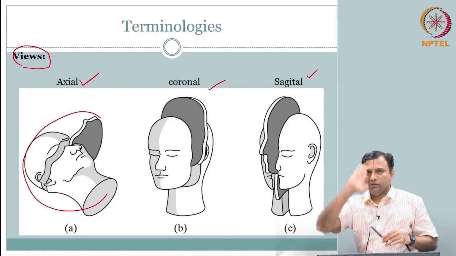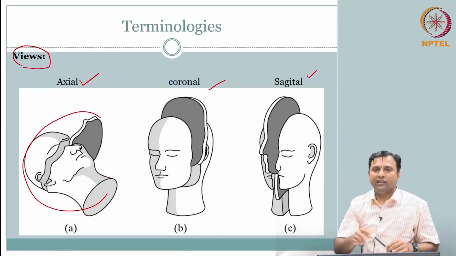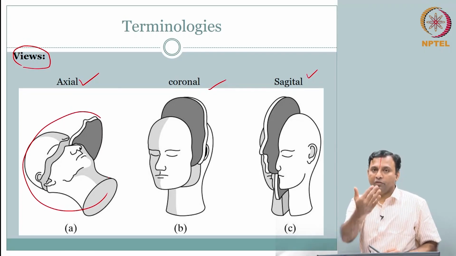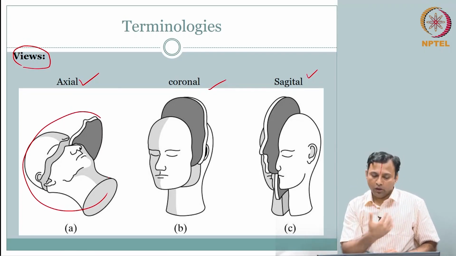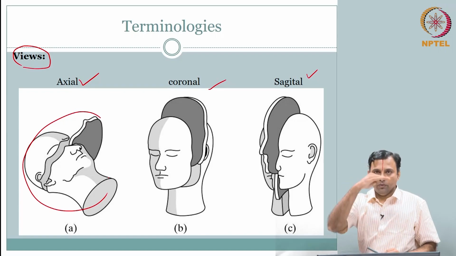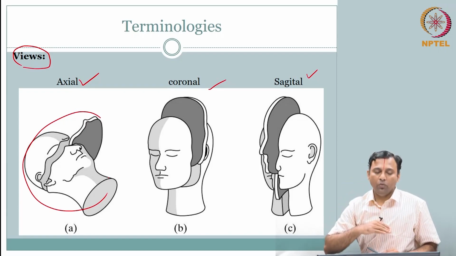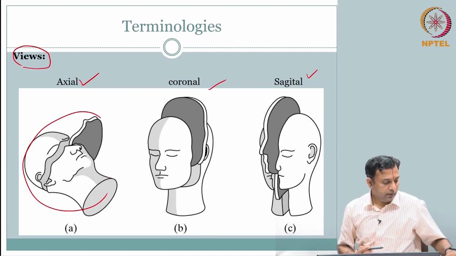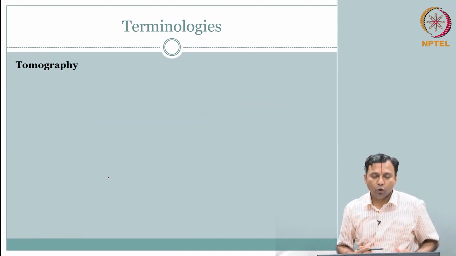So you go vertical like this. That is the view. You look from the side, that is sagittal. You look from the front, it is your coronal. You cut through, it's called axial views. Clear? Okay. What is tomography?